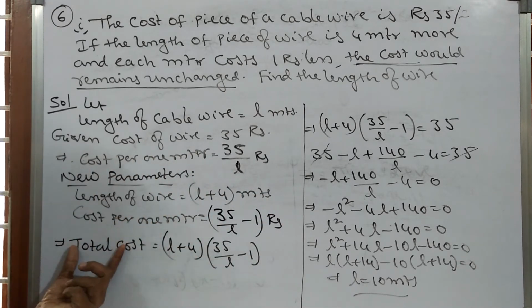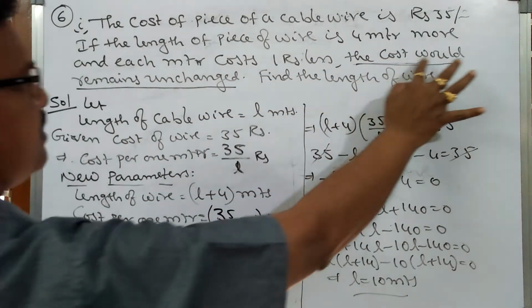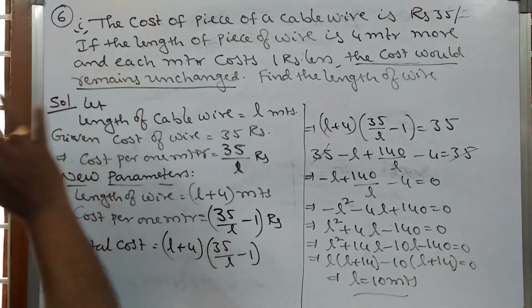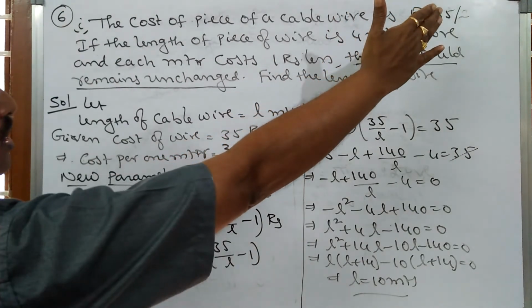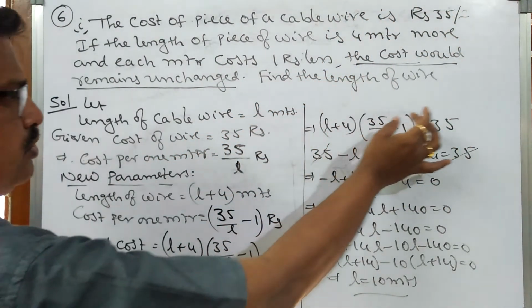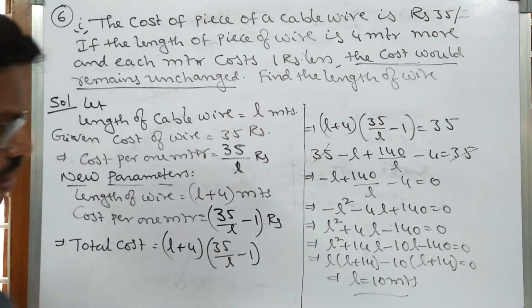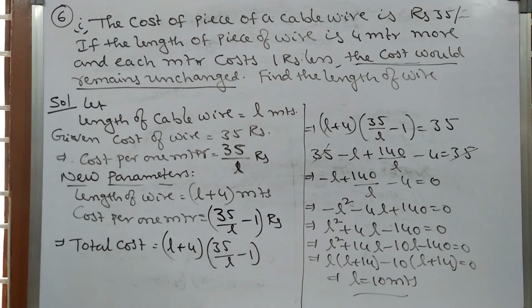Now total cost will become length of the wire into cost per 1 meter, L plus 4 into 35 by L minus 1. So now what is it saying? The important point here is the cost would remain unchanged. That means total cost will not change. Total cost is 35 rupees only. That's why equate it to 35 rupees. L plus 4 into 35 by L minus 1 is equal to 35. This equation we have solved and we got the answer as 10 meters. Note it down.